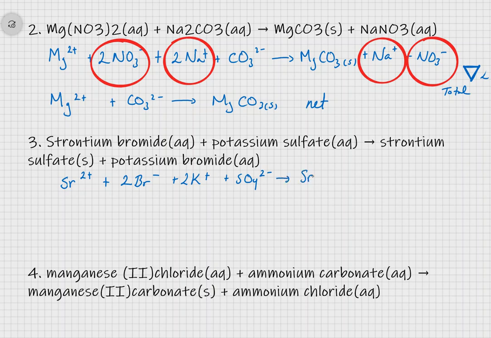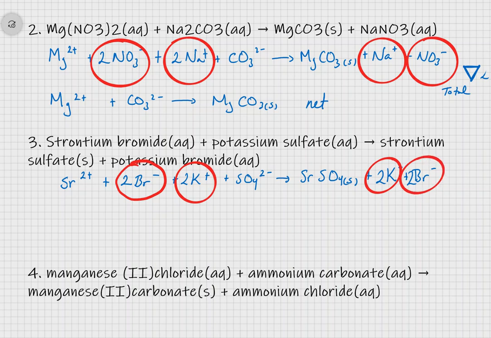So then it turns into strontium sulfate, and that's a solid, so I'm going to keep that together, plus potassium bromide. And I imagine we're going to have two of each of those in the balanced equation. So now we're going to identify those things that don't change. Those things that don't change are my bromides and my potassiums. And the same over here, they don't change. So in the end, this is my total ionic equation. My net ionic equation just includes those things that form that solid.